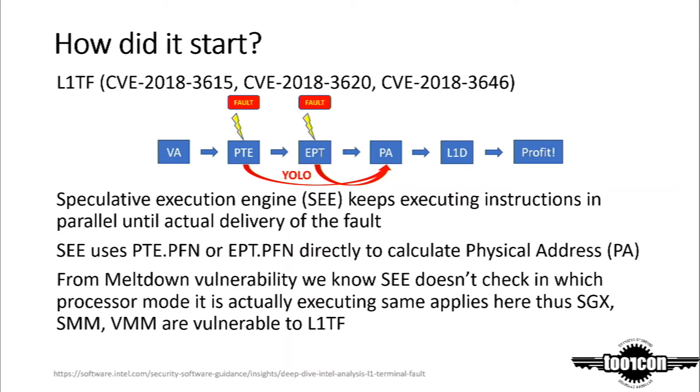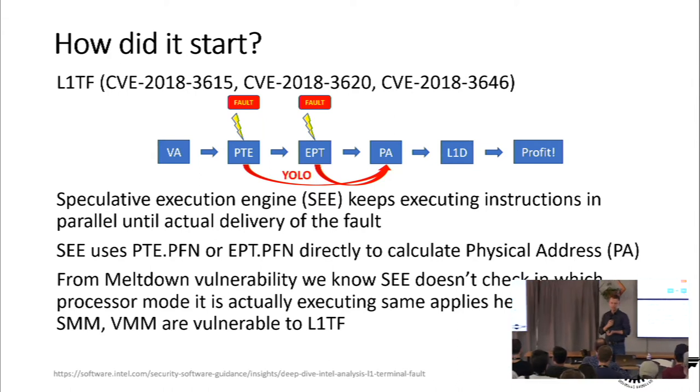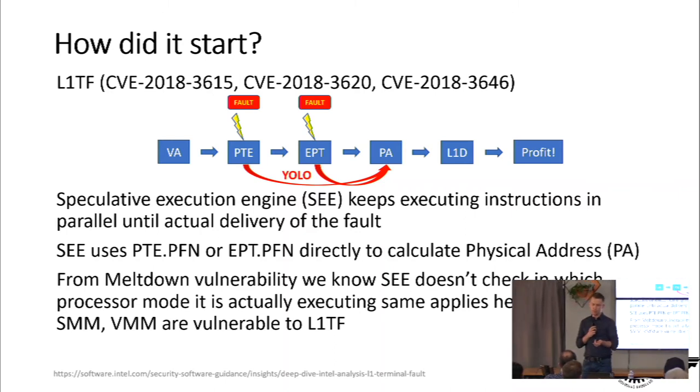So when we have memory accesses, I've made a very simplified diagram. We have a virtual address. When the processor receives the page fault, it looks up the page table and does the page walk. It looks up the physical address in the PTE. If you're running in a hypervisor, then that address is looked up in the EPT, which is the extended page tables. That's how the hypervisor enforces the memory mapping. Then that address is converted into the physical address, and the physical address is used to address the information in the caches, like the L1 data cache, and then you get your information.